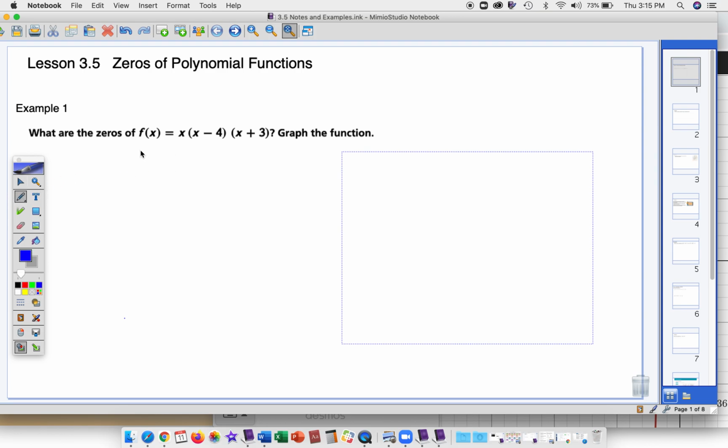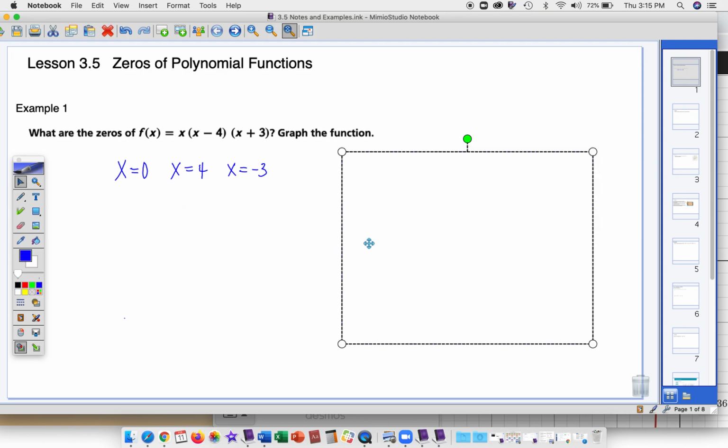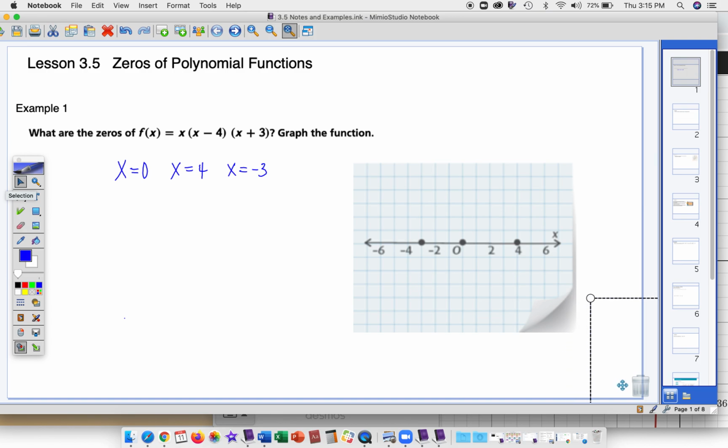Okay, so remember, when we have the factored form, we just take each factor and set it equal to 0. So from that first factor of x, we know there's a solution at 0. From this factor, x minus 4 equal to 0, we know that x equal to 4 is a 0. And from the third factor, we know x equal to negative 3 is a 0. So we can plot those points on the graph. Okay, so there's negative 3, 0, and 4.